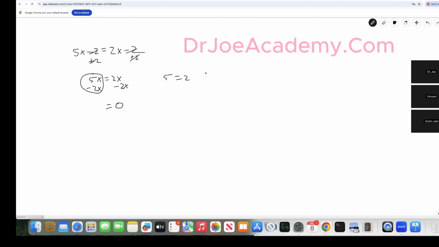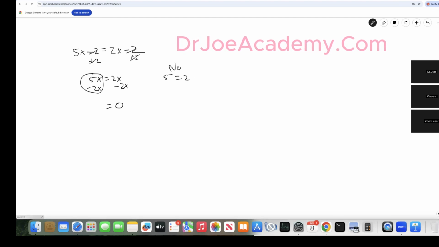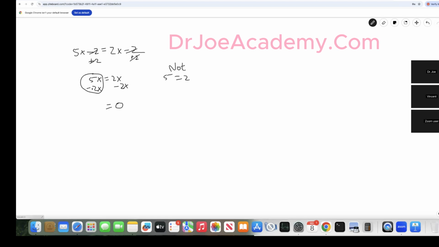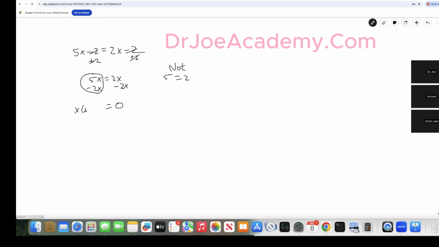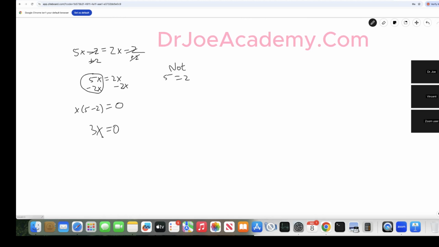But on the left hand, so what does the left hand side become? Hmm. It's 5x minus 2x, right? Right. Which is how many x? I don't. Because this is x times 5 minus 2, so it's 3x. Oh, yeah. So 3x equals 0.